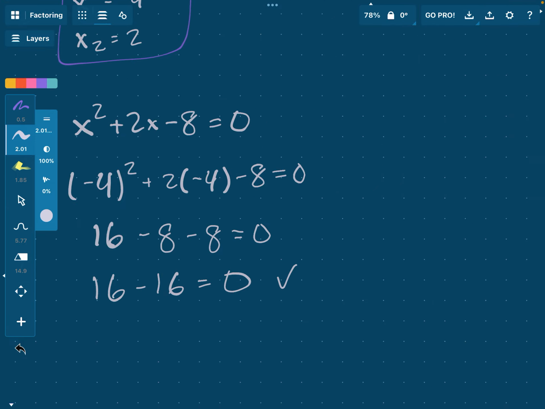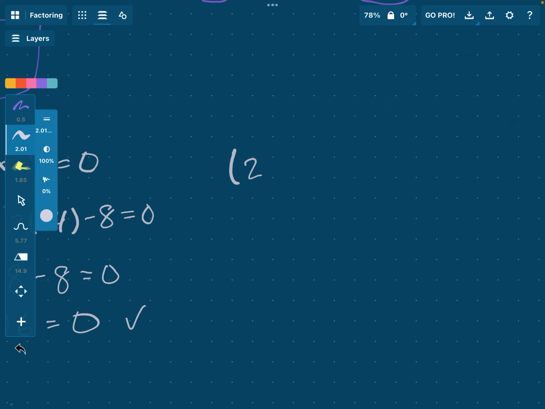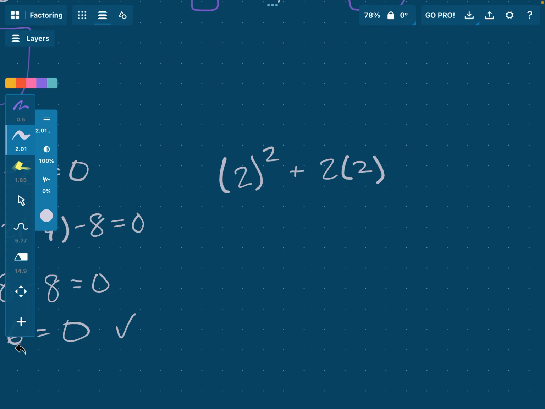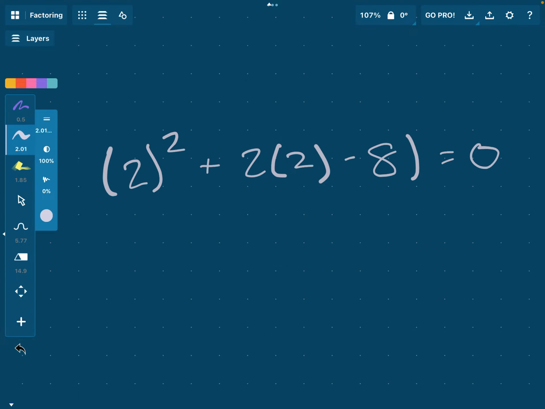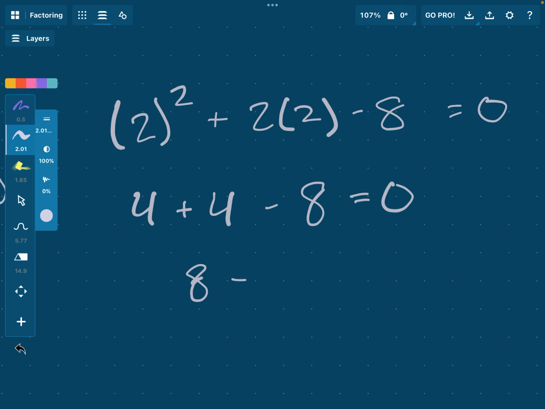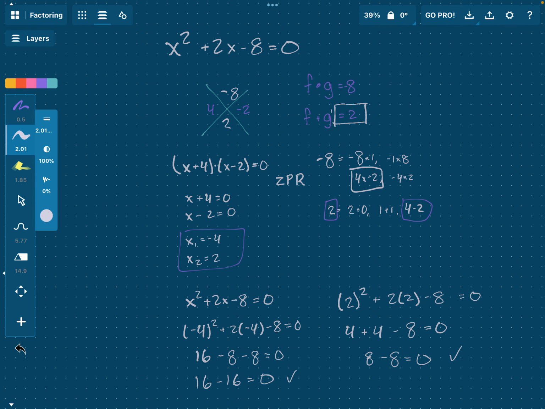And then let's go ahead and look at the other root also. So here we're going to take 2 squared plus 2 times 2 minus 8 is equal to 0. So 2 squared is 4, 2 times 2 is 4, and negative 8, which is going to be equal to 0. So 8 minus 8 is equal to 0, which shows that's also correct. So that's how you would deal with a quadratic that also has a negative number for one of its terms.